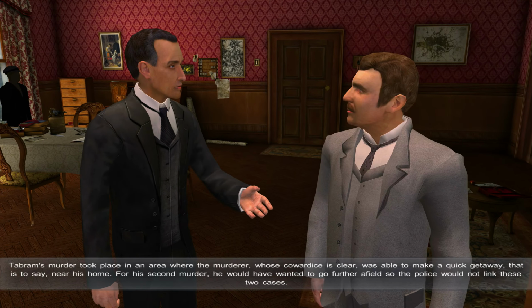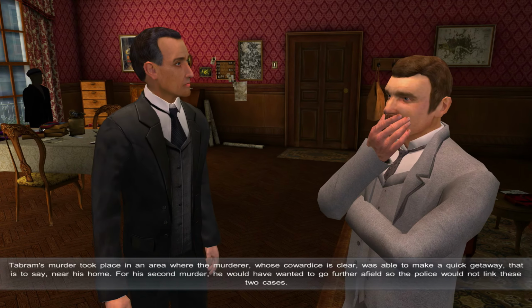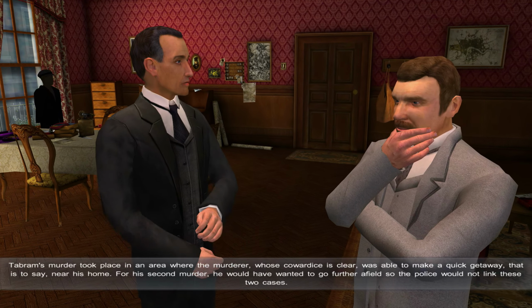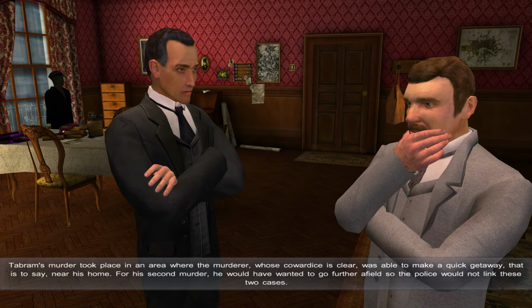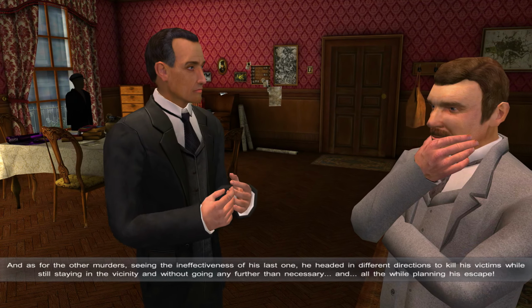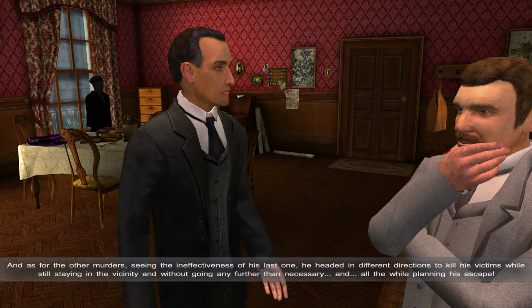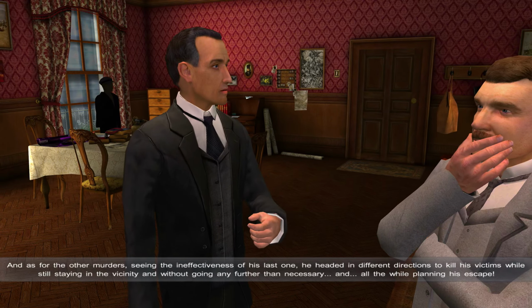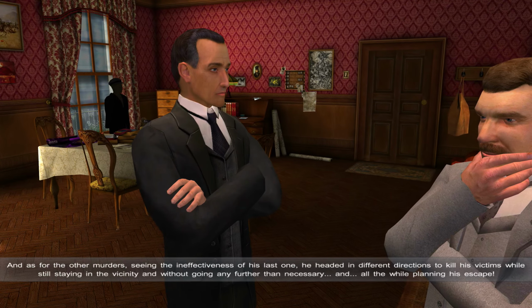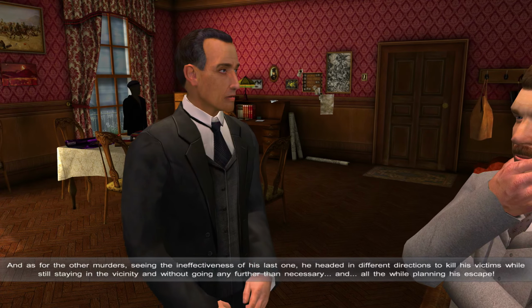Tabram's murder took place in an area where the murderer, whose cowardice is clear, was able to make a quick getaway, that is to say, near his home. For his second murder, he would have wanted to go further afield, so the police would not link these two cases. And as for the other murders, seeing the ineffectiveness of his last one, he headed in different directions to kill his victims while still staying in the vicinity and without going any further than necessary, and all the while planning his escape.